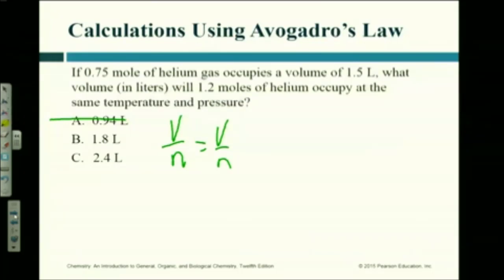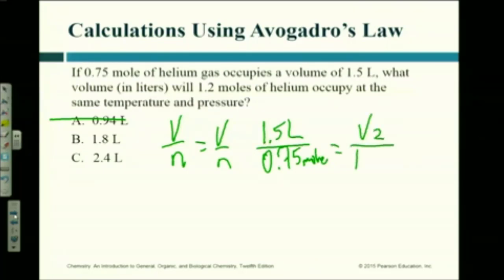I'm right. So, what's our initial volume? 1.5 liters. And how many moles do we have at 1.5 liters? 0.75 moles. We don't know V2, but we do know that we have 1.2 moles. So if I add more moles, the volume must increase. Multiply these two, divide by this one, should get 2.4 liters. Okay? Does everybody see how we got that? We're all good?